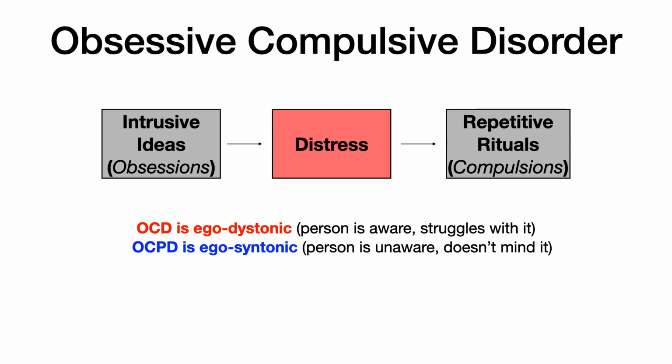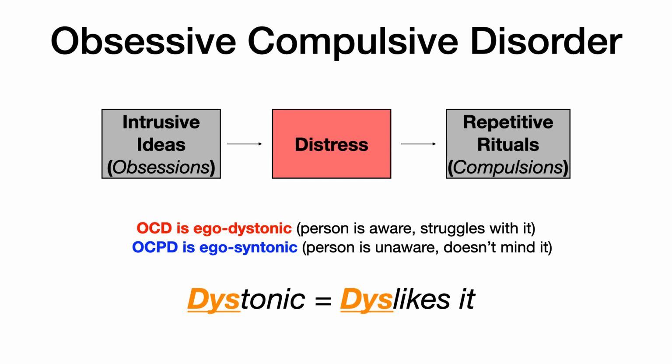Well, if it's ego dystonic, the person dislikes it. And they dislike it because they're aware of it. It causes them to struggle in life. So dystonic means they dislike it, they're aware of it, they struggle with it. Syntonic, the person is unaware of it, doesn't necessarily mind it.